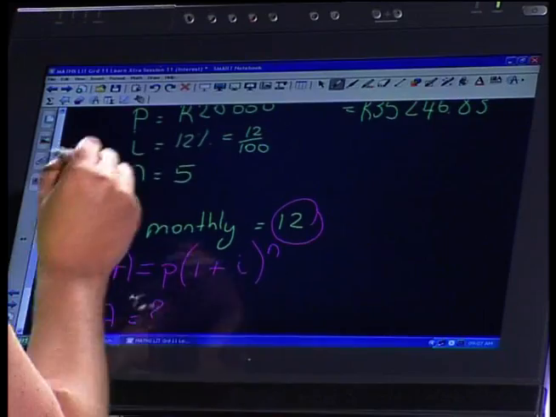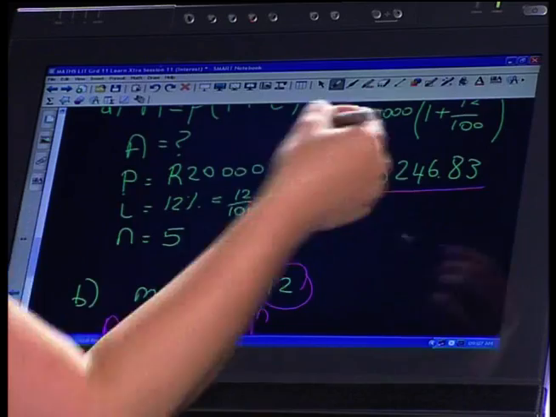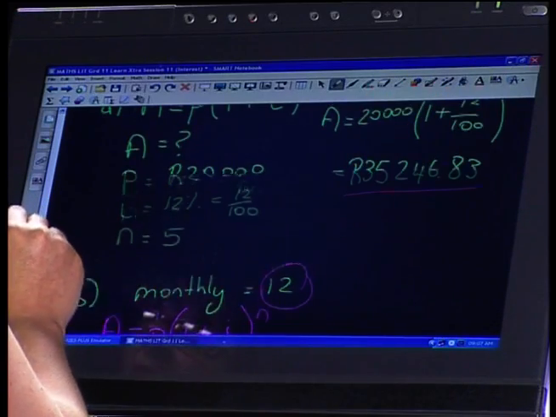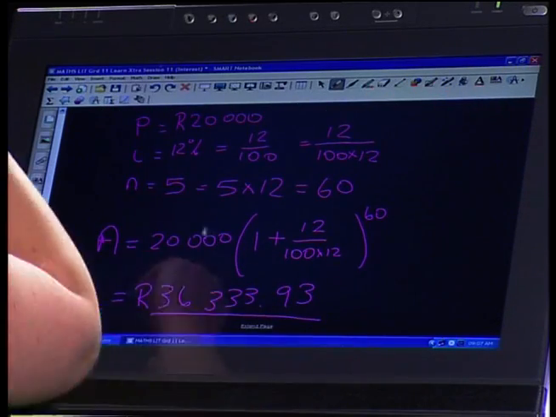Now let's just quickly compare these two values. In the first value, she earned 35,200 odd Rand, and now she has earned 36,000. So that compounding on a more regular basis than annually actually makes a difference. Why? Because we're earning interest on interest.